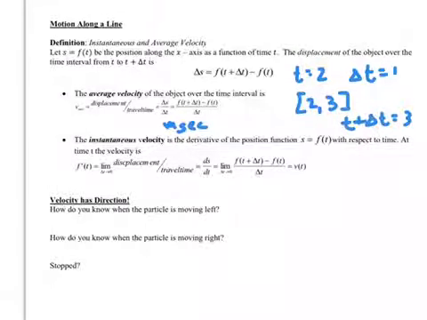That's the average velocity. The instantaneous velocity is the derivative of the position function with respect to time at time t, right? So as this change in t goes to 0, well, then we get the slope of a tangent line, right? So that would be the instantaneous velocity.